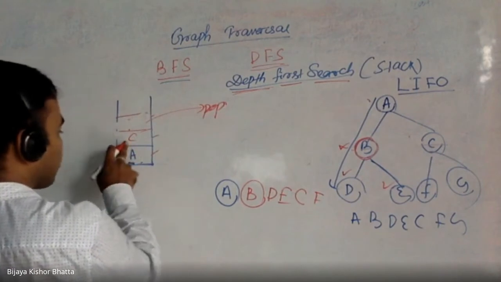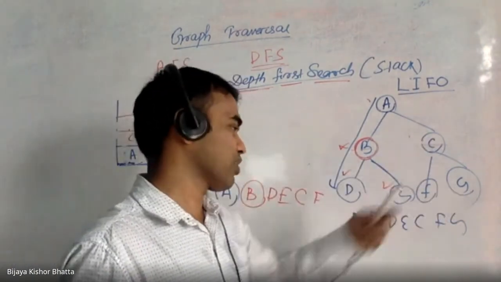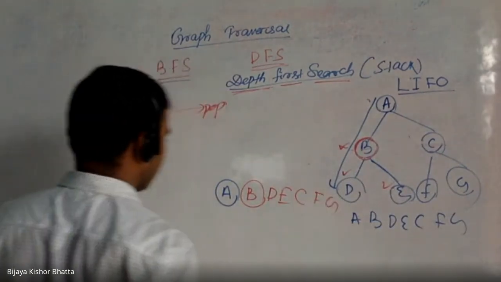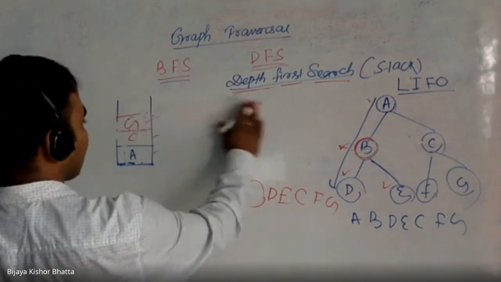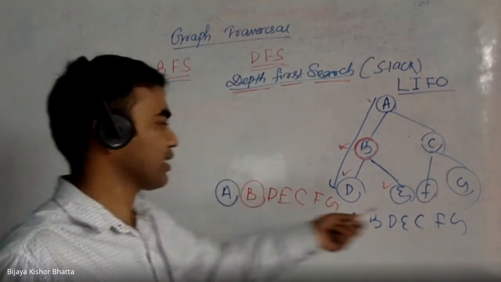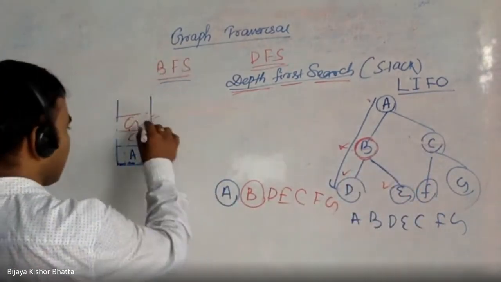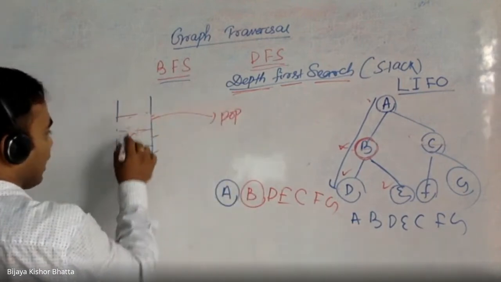Again, you will go back to C and ask the same question, whether you have someone. Yes, he has someone, which is G. So let me push G here. Then I will ask the same question to G. Hey, is there anyone? No, G has only C, and there is no one else. So I will pop this, and once I pop it, I will go back to C.